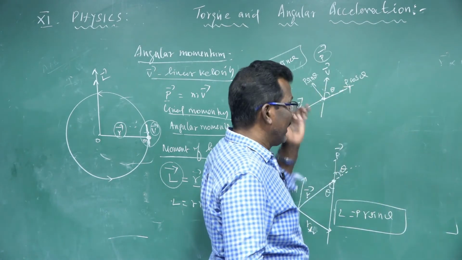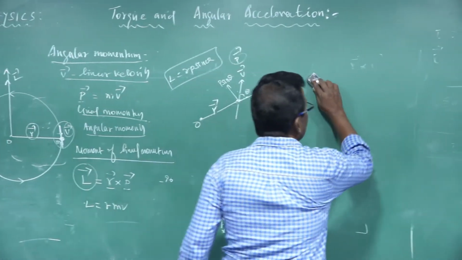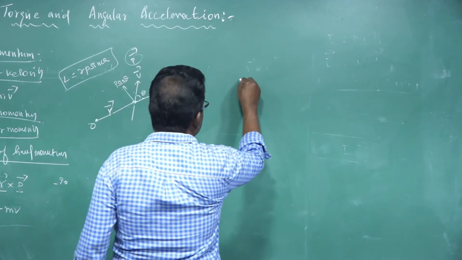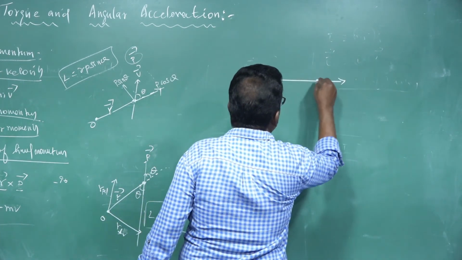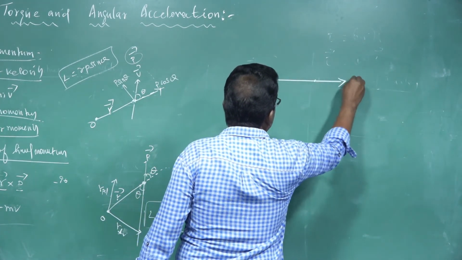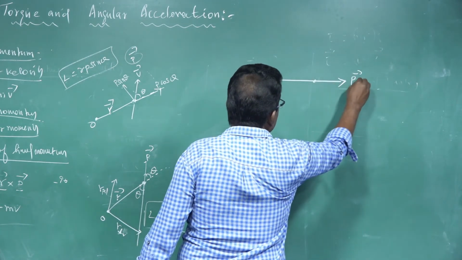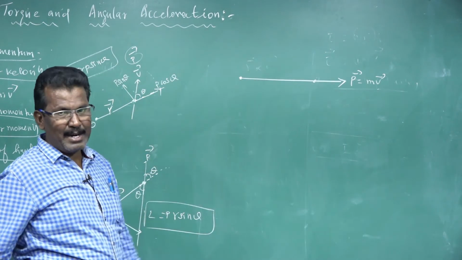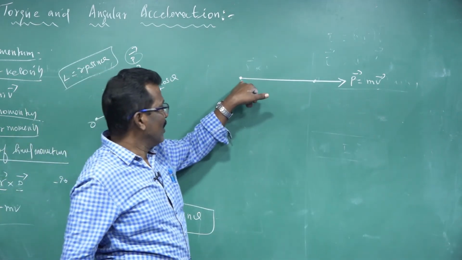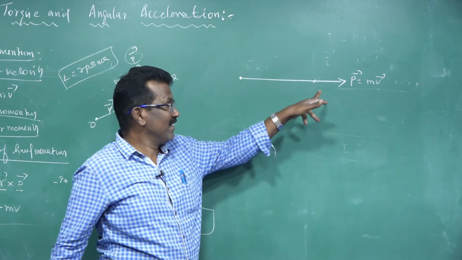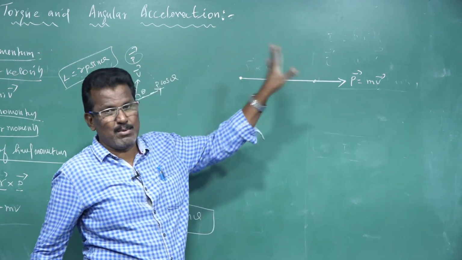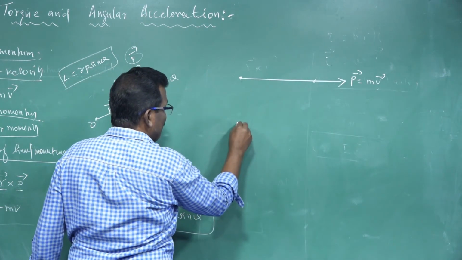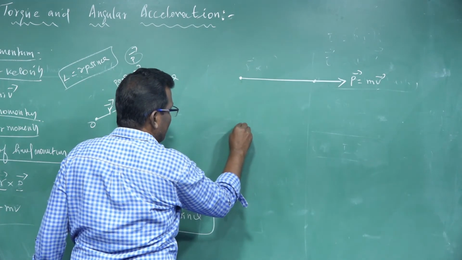One example: let us consider a particle of mass m moving with constant velocity. If it has constant velocity, there is a momentum m v along the straight line path. The particle is moving in a straight path with a constant velocity. From this, choose a point perpendicular to the path.